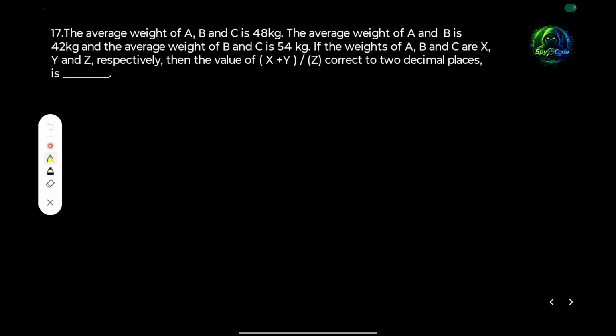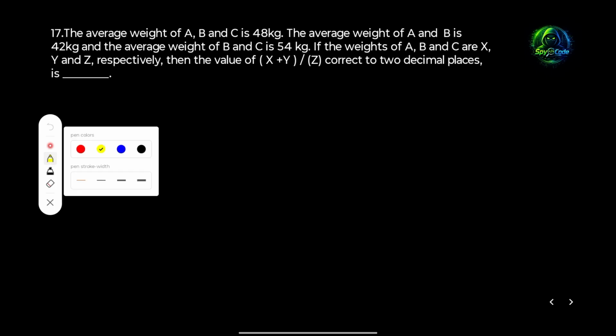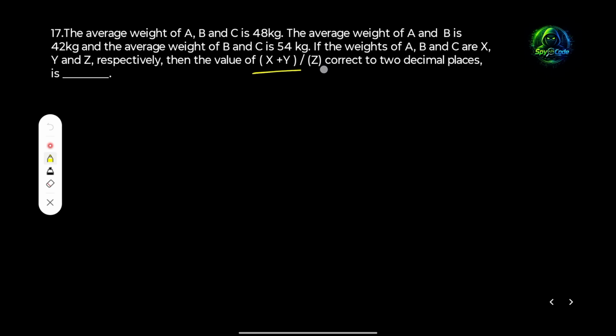So this is a similar kind of question. The average weight of A plus B plus C is 48. The average weight of A and B is 42 and the average weight of B and C is 54 kgs. So we need to find the weights of A, B and C. So here A, B and C are represented as X, Y and Z respectively. So we should solve these equations and find the approximate value to two decimal places.